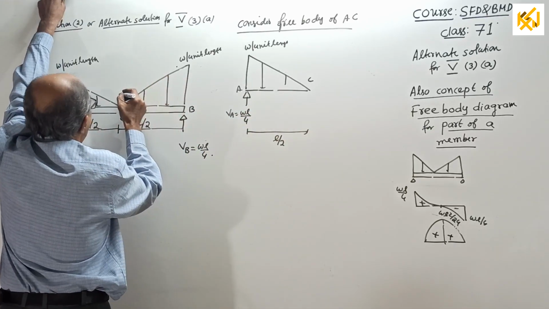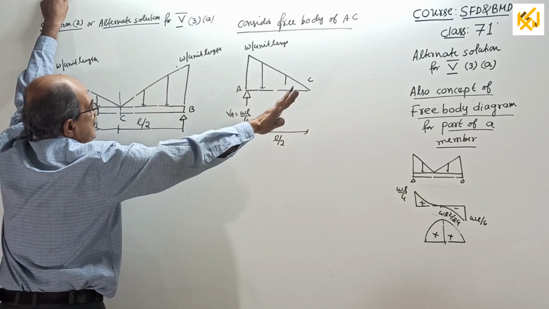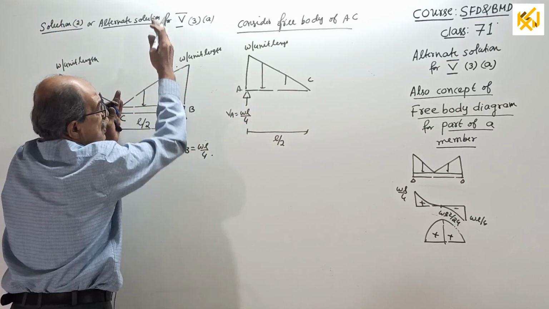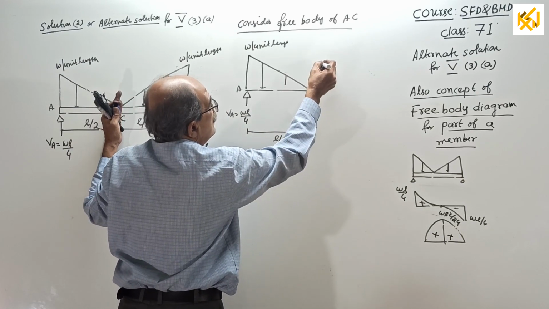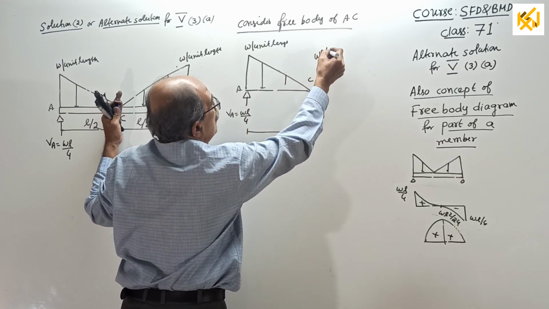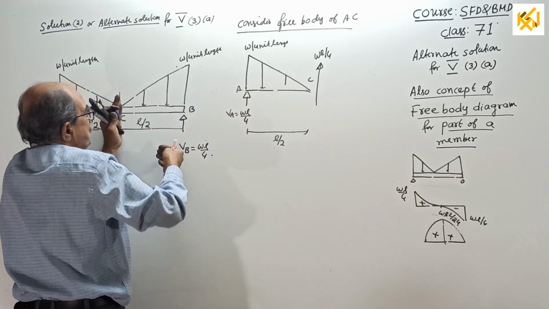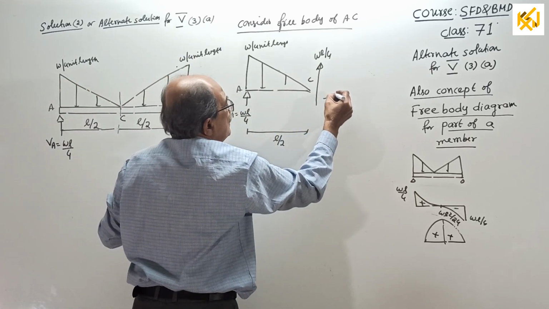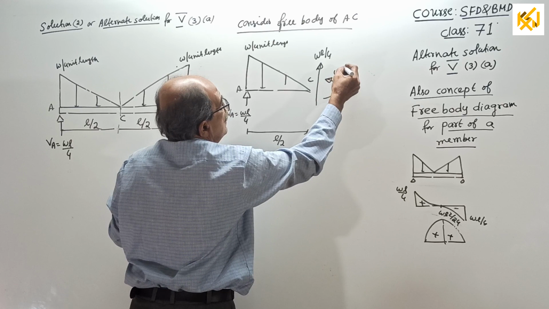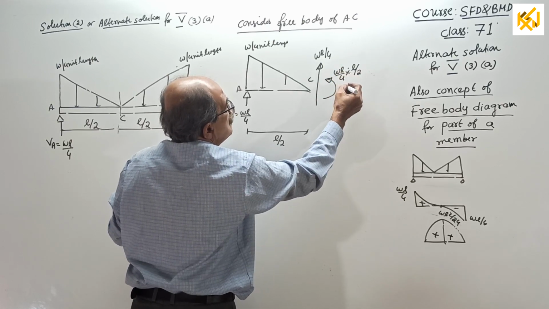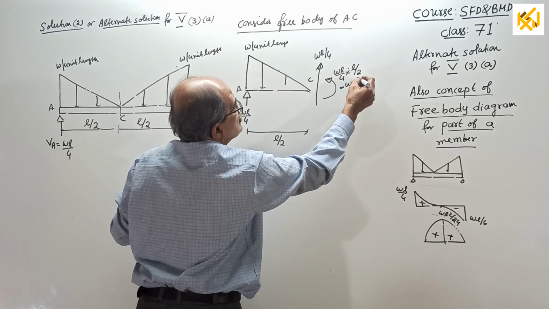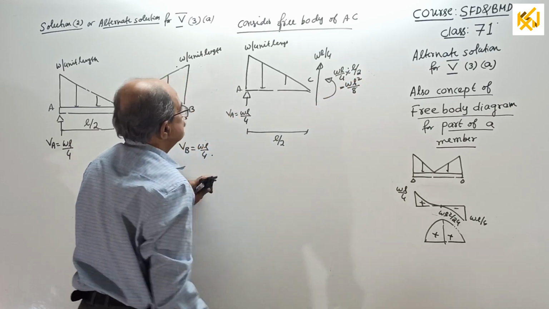Okay, free body means look at that side. There is an upward load of WL by 4. It will also create an anti-clockwise moment of WL by 4 into L by 2, equal to WL square by 8.